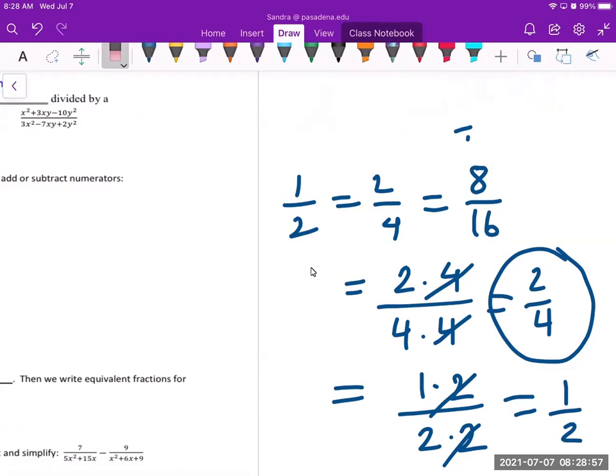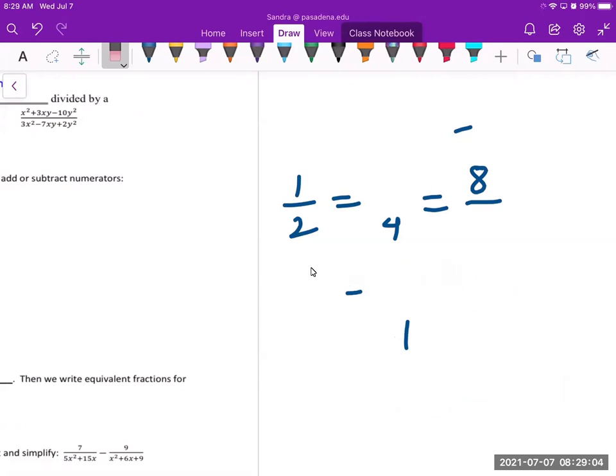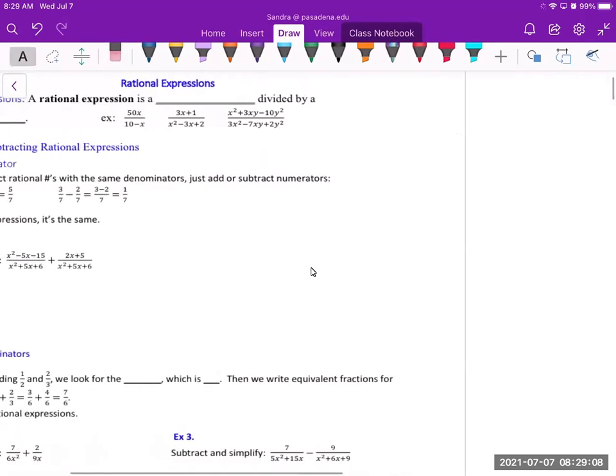So you can see that basically what we're doing is just simplifying fractions. That's basically what we're going to be doing right now. We're going to be simplifying rational expressions. So let's go ahead and get started.